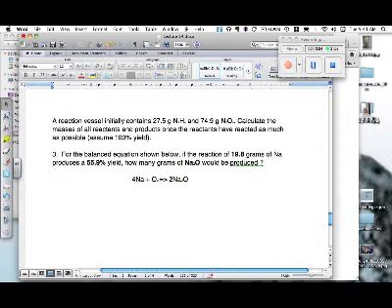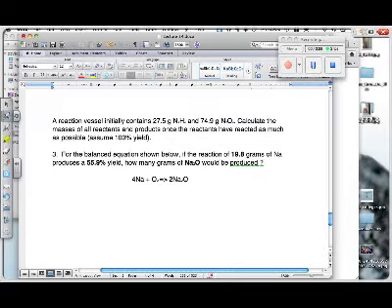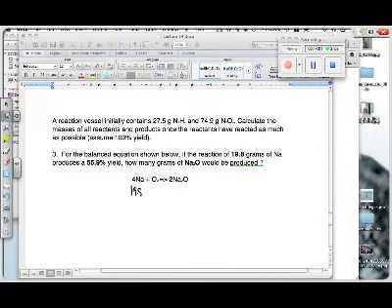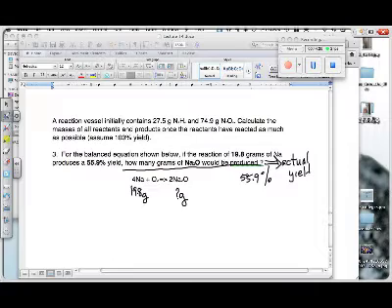All right. For the balanced equation shown below, if the reaction of 19.8 grams of sodium produces a 55.9% yield, how many grams of Na2O are produced? Now, what they are asking you here is not what the theoretical yield is. They are asking you for the actual yield, okay? But you're given the percentage, so we'll be able to figure that out. First thing you got to do is get the theoretical.